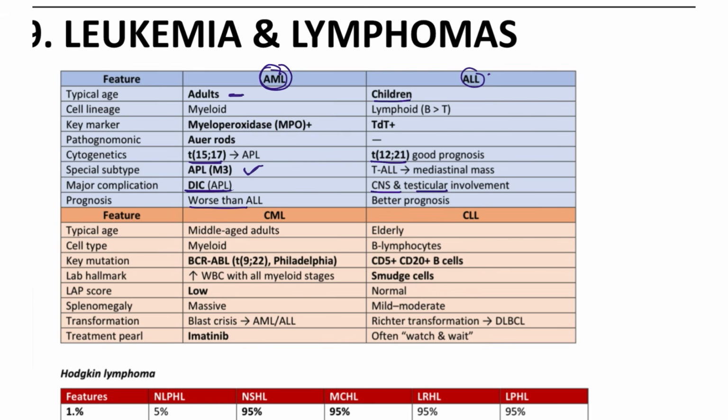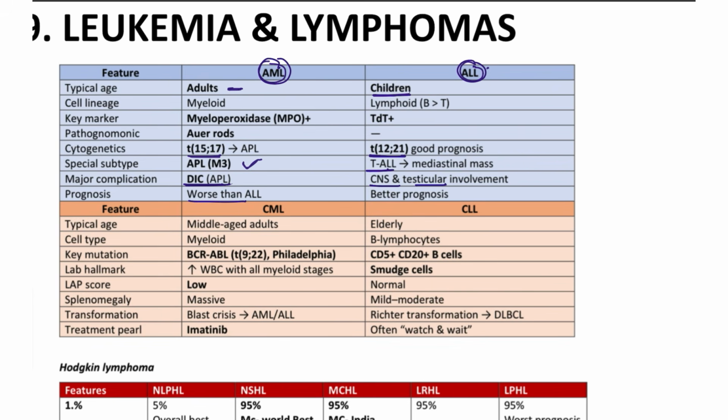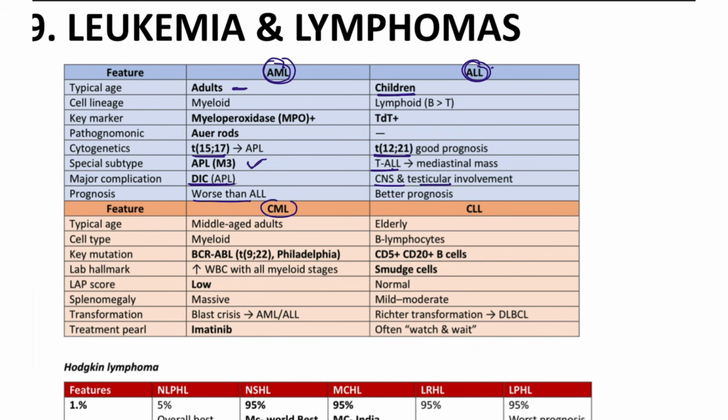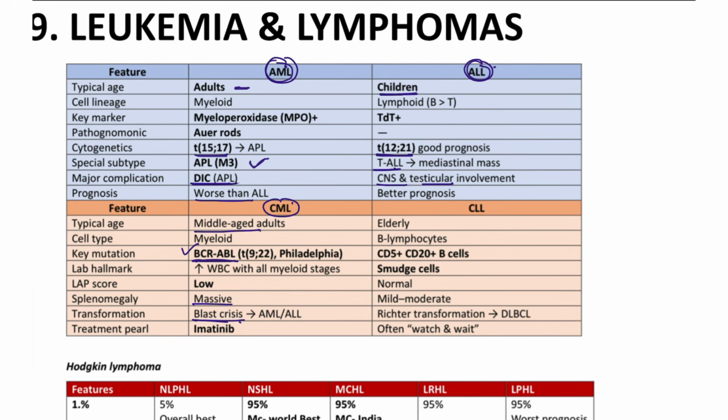prognosis is worst. Coming to ALL, this will be presented in children and they will be having the t(12;21), that is a good prognosis, and there is a better prognosis if there is T cell involvement. Next, the CML. CML is seen with middle-aged people and they will be having the mutation of the BCR-ABL gene and a massive blast crisis will be seen in these patients. To inhibit this BCR-ABL, the drug given is imatinib.